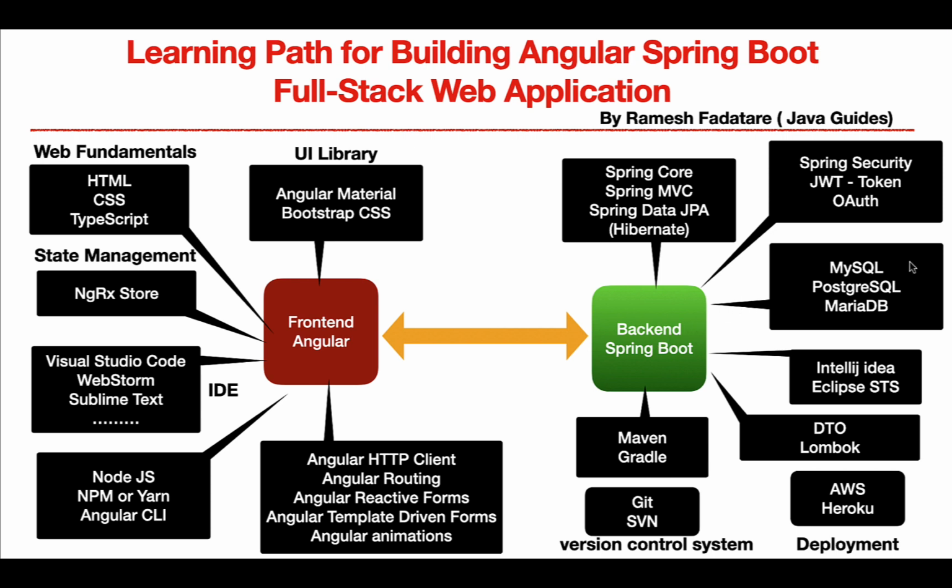Okay, and you need to learn the databases. So here I have listed a few relational databases like MySQL, PostgreSQL, and MariaDB. There are a lot of relational databases out there, but these are a few commonly used ones that I have listed over here. So if you have a requirement to use a NoSQL database, then go ahead and learn MongoDB, Cassandra. Okay, there are a lot of NoSQL databases out there.